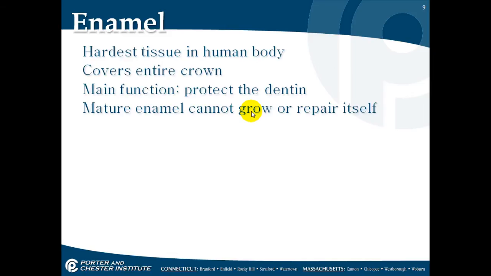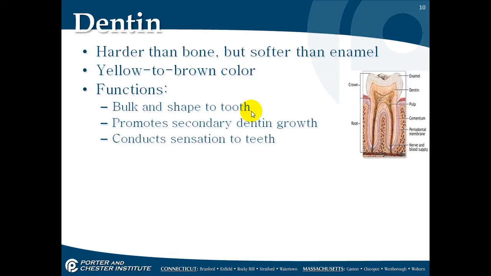Here we go. Enamel, the hardest tissue in the human body, covers the crown, protects the dentin. Dentin is harder than bone, but it's softer than enamel. It's yellow to brownish in color, and as your teeth wear away, sometimes in older people, especially the lower anterior, because that enamel is thinner, from just chewing through the years, that enamel has worn away, and you actually could see a line of yellow, and that's actually the dentin coming through.